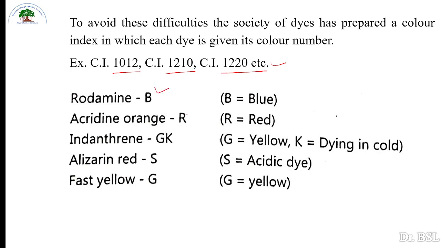Rhodamine B. This B stands for blue. Acridine orange R. R stands for red. Indanthrene GK. This G stands for yellow and K stands for dyeing in cold. Alizarin red S. This S stands for acidic dye. And fast yellow G. G stands for yellow.